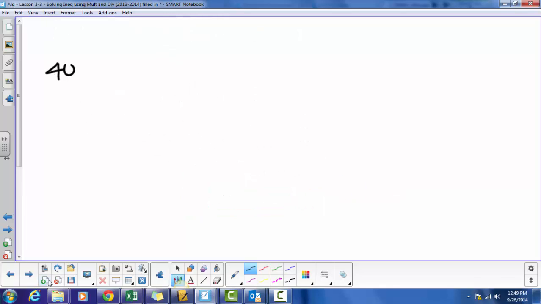All right, let's look at number 40. Number 40 says, the measure of an exterior angle of a regular polygon is given. Find the measure of the interior. So let's see. I know what the exterior is. So number 40, the exterior is 72. I need to find the interior.